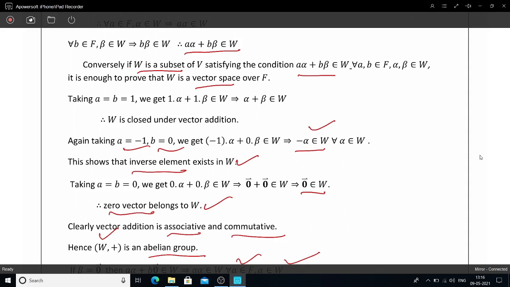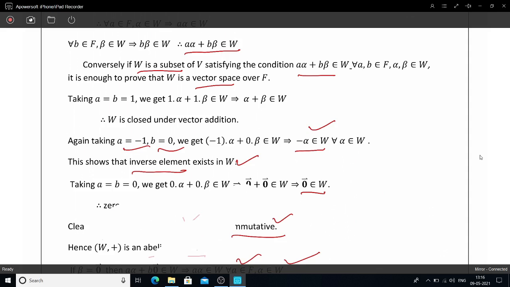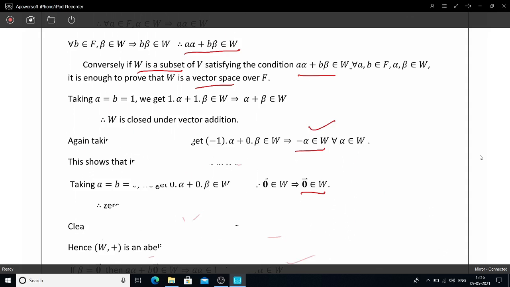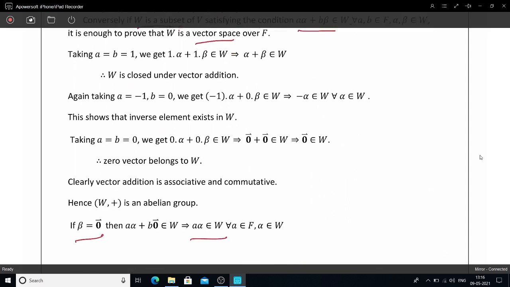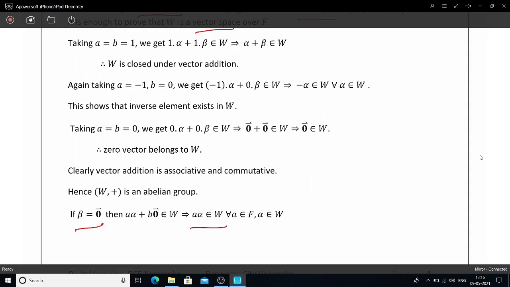Clearly, since the closure law holds good, the associative law holds good, as well as the commutative law. This shows that a non-empty subset W of V under addition is an abelian group.